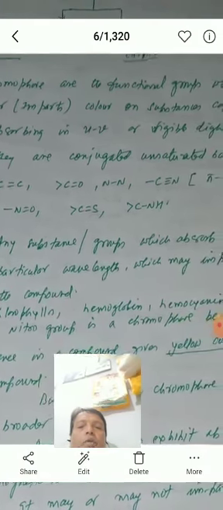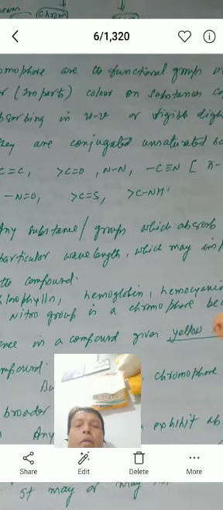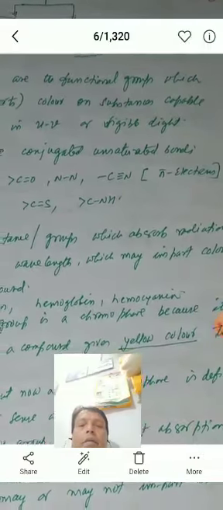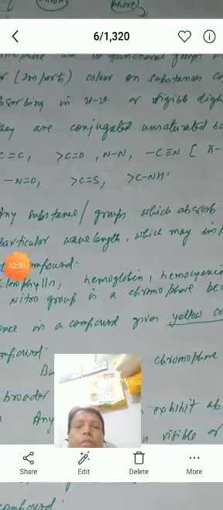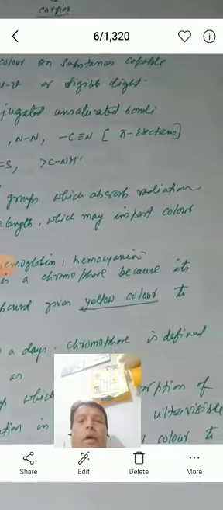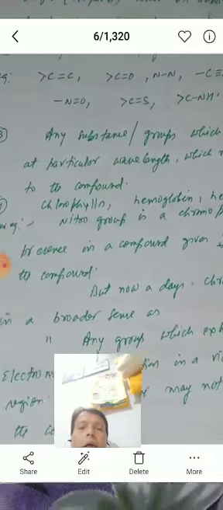Chromophores are conjugated unsaturated bonds like C double bond C, C double bond O, C double bond N, C triple bond N, N double bond O, C double bond S, C single bond NH. Any substance or group which absorbs radiation at a particular wavelength may impart color to the compound.